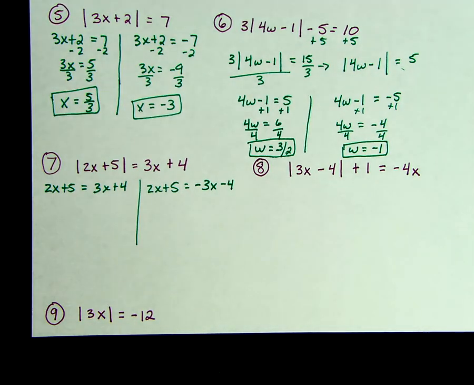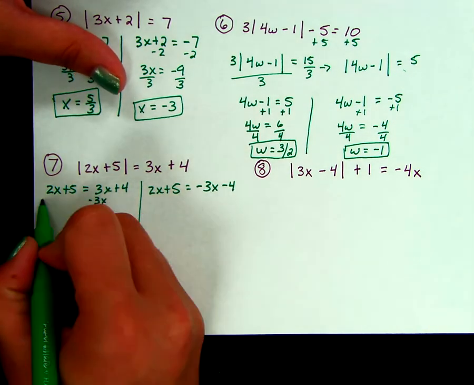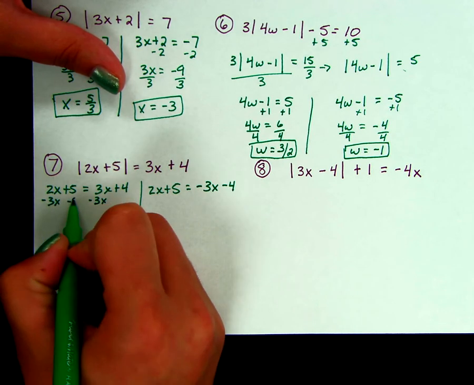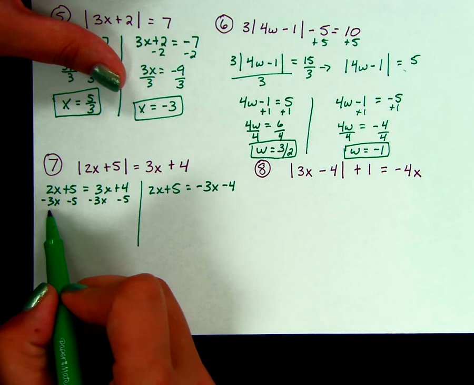So since we have x's on each side of our equation, that means that we need to get x's on one side, numbers on the other. So I'm going to start by subtracting 3x. And then I'm also going to subtract the 5 at the same time. So again, if you need to do that in 2 steps, that's completely fine.